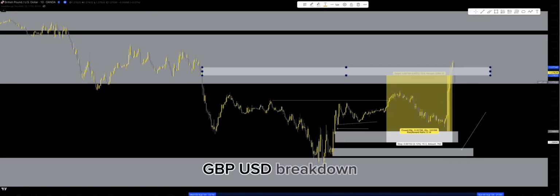GBP USD breakdown. Okay, I'm gonna put a picture of the entry up on the screen right now.